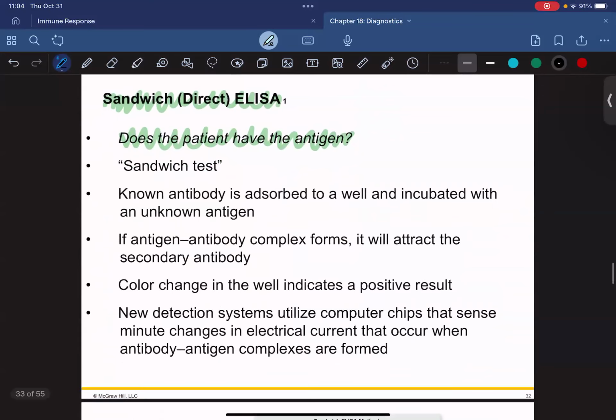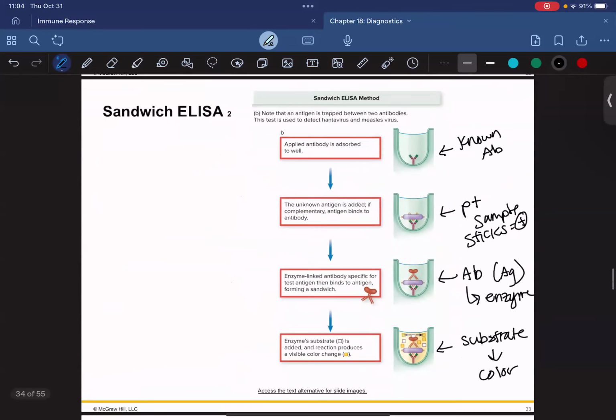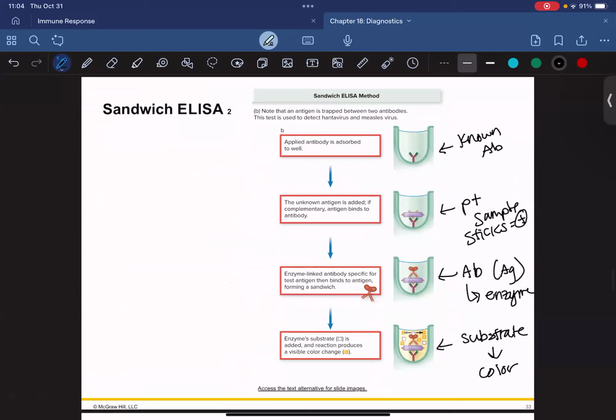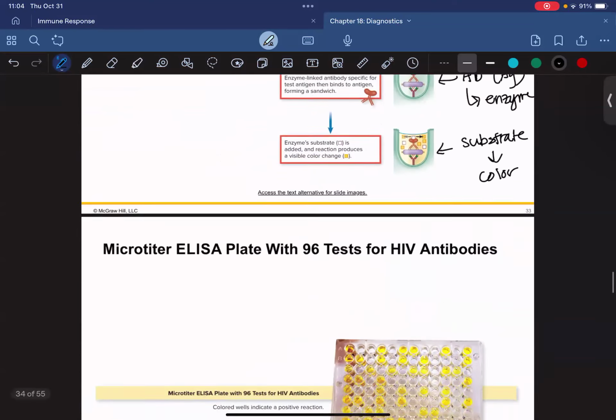The next one is the direct ELISA. Do they have the antigen? That's our sandwich method. It gets less pictures for some reason, but here we're adding our antibody, putting the patient sample in that may have actual COVID virus in it, for example, and then another antibody that recognizes COVID that's attached to an enzyme, substrate, color change. It's exactly what we learned in lab.